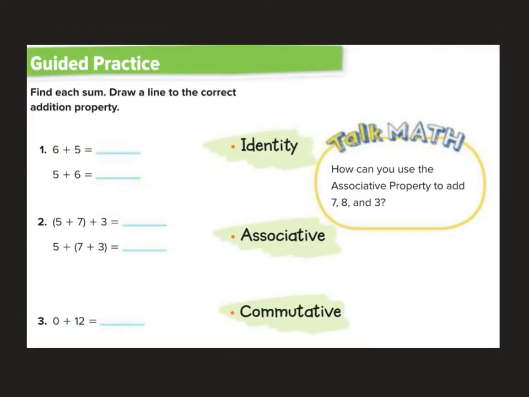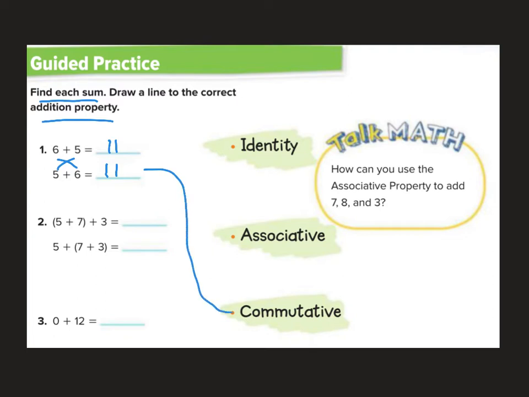Here's a little guided practice. Find each sum, which is the answer to an addition problem, and draw a line to the correct addition property. Okay, so here I have 6 plus 5. That makes 11. 5 plus 6, that also makes 11. Now I'm noticing we're flip-flopping the numbers, and that flip-flop property is called the commutative property.